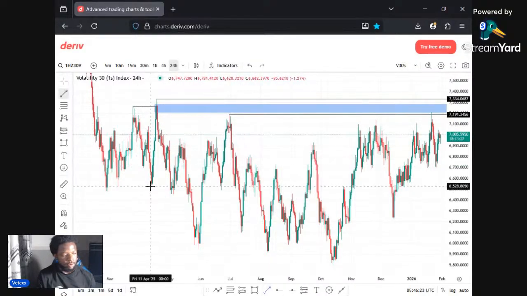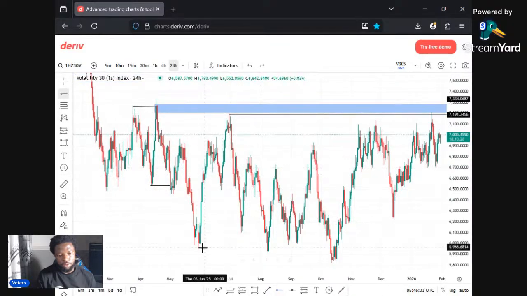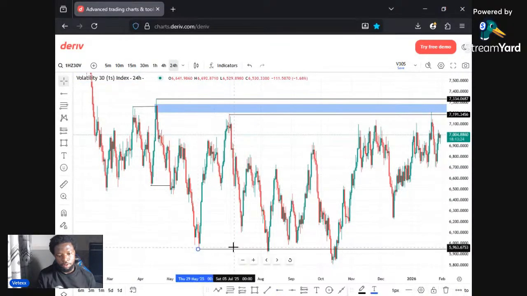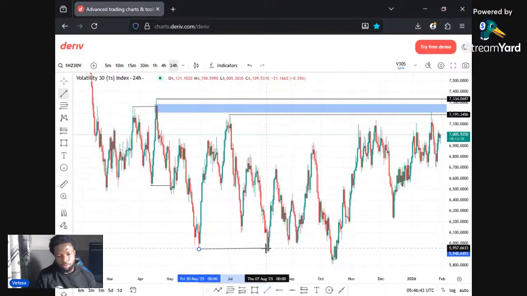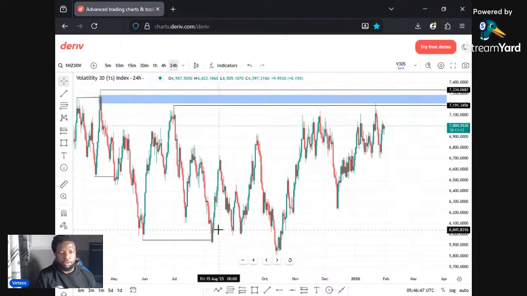This here is our first break of structure. This is our structural liquidity, and then this is our second break of structure. Okay, and this is the 24-hour time frame. Now let's go to the 4 hour time frame.